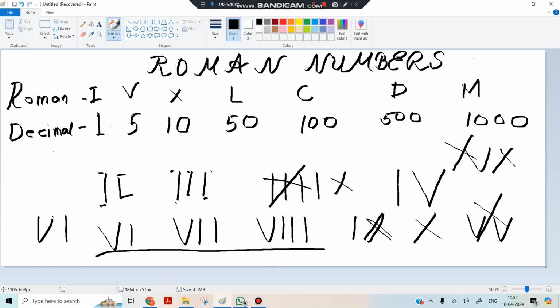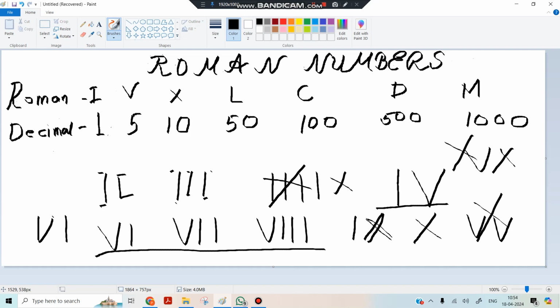Similarly, if a letter is written to the left of another letter of a greater value, for example, when we write 4, we are writing 1 to the left of 5, then we subtract the lesser value from the greater value. So we are subtracting 1 from 5. So is it clear till now?